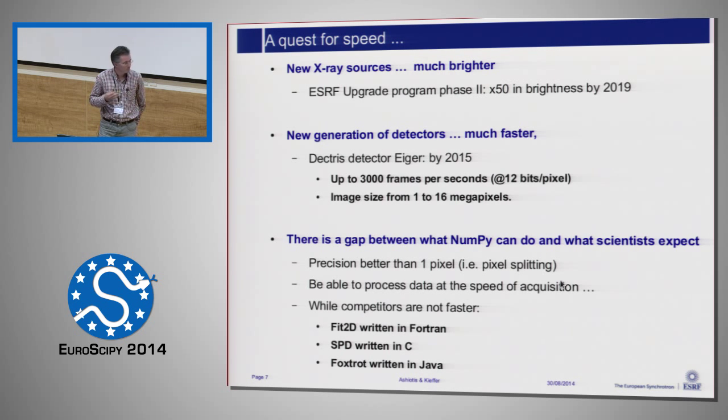So there's a gap between what we can do with NumPy really easily and what is expected by scientists. In addition to that, they want better precision. We are offering 1 pixel precision. They would like us to take care of the corners of the pixels and split pixels. And they would like to be able to work at 3,000 frames per second. Well, as I said, we also have programs in Fortran, we have programs in C. They take about a fraction of a second per frame, but they don't reach the 3,000 frames per second, and we'll see how we try to go in that direction.